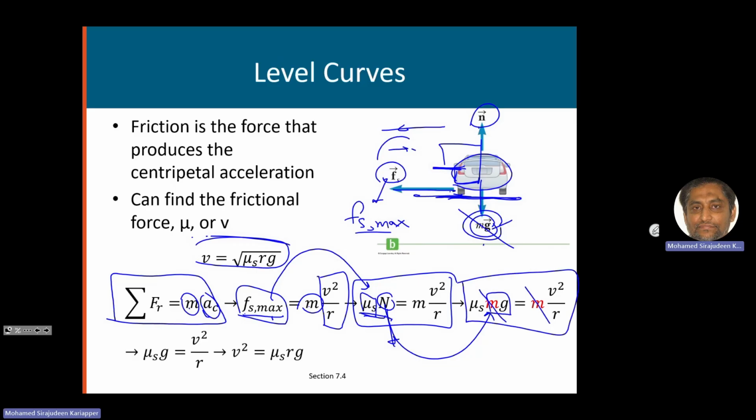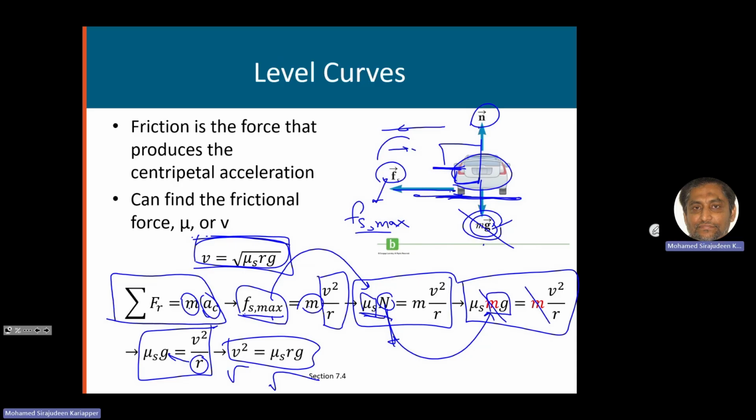Now you see the m cancels with m. Then you arrive at this expression. I'm going from there to here. Then I do some rearrangement, bring the r here, so you get this. Then take the square root on both sides, and you get this.